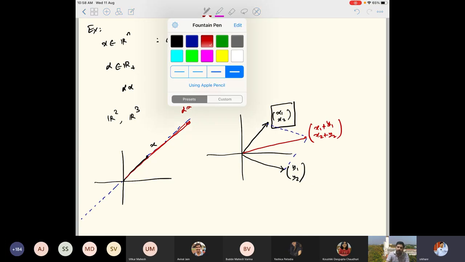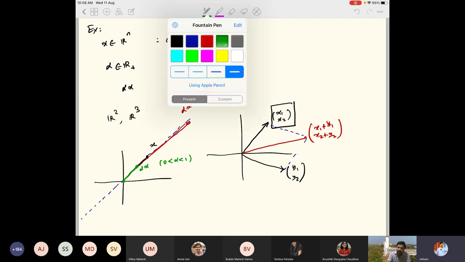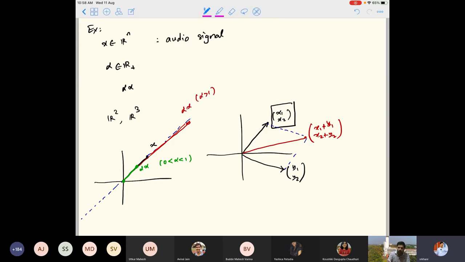When alpha is between 0 and 1, you are actually shrinking the vector, but you are remaining on the same side, right? So this is alpha x for 0 less than alpha less than 1. When alpha is equal to 1, x remains x. When alpha is equal to 0, you are at 0, right? When alpha is equal to minus 1, then minus x is this. This is the additive inverse. So this is minus x.